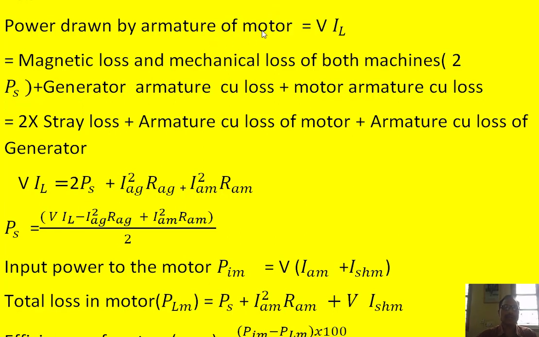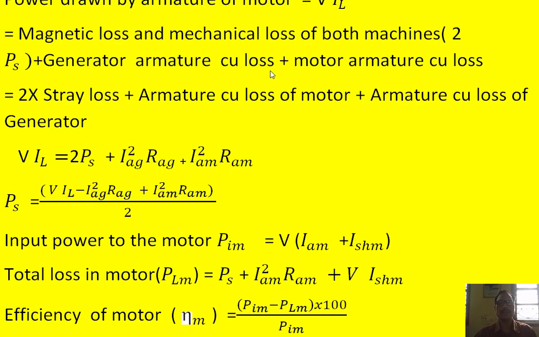So here the power drawn by the armature of the motor, which is VIL, is utilized to overcome all the losses of both the machines. That is magnetic loss and mechanical loss of both the machines. Magnetic loss plus mechanical loss put together we call stray loss, and we normally represent it with PS. Since it belongs to both the machines, we represent it with 2 into PS, plus generator armature copper loss plus motor armature copper loss.